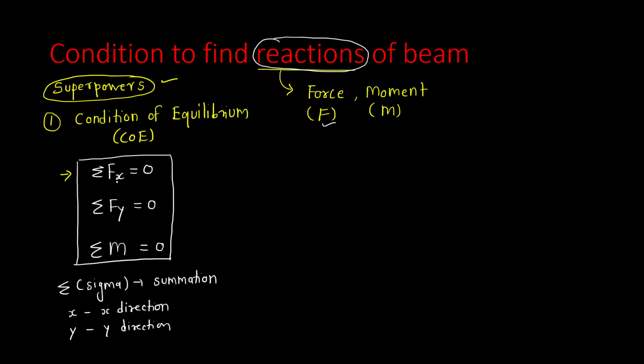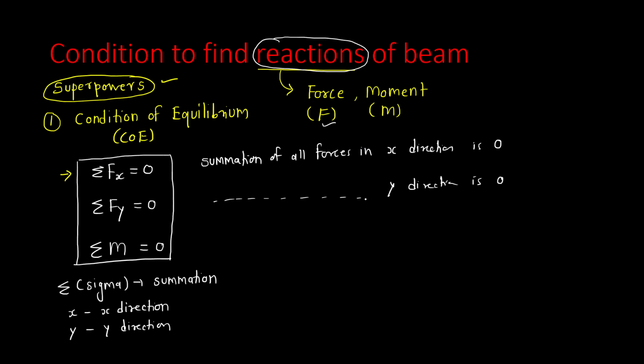What is the meaning of sigma Fx is equal to 0? It means that all the forces in x direction, if we add them, will be equal to 0. That is, the summation of all forces in x direction is 0. Similarly, sigma Fy is in y direction: the summation of all the forces in y direction is 0.